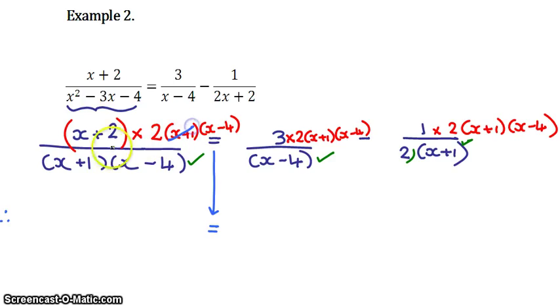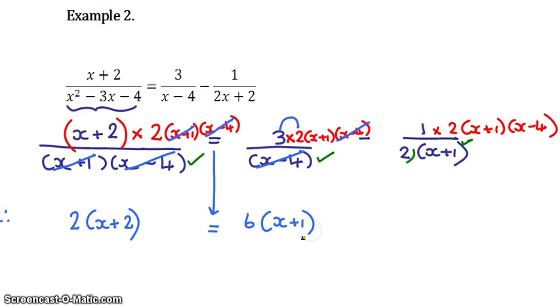And why this works nicely is now I've got an x plus 1, an x minus 4, and x minus 4. So that entire fraction simplifies to x plus 2, and I've gotten rid of my fraction. In the next one, my x minus 4 cancels, so I've got 3 times 2 is 6, and I've got x plus 1. And last term, x plus 1 cancels, and my 2 cancels, so I've got 1 minus 1 and x minus 4.